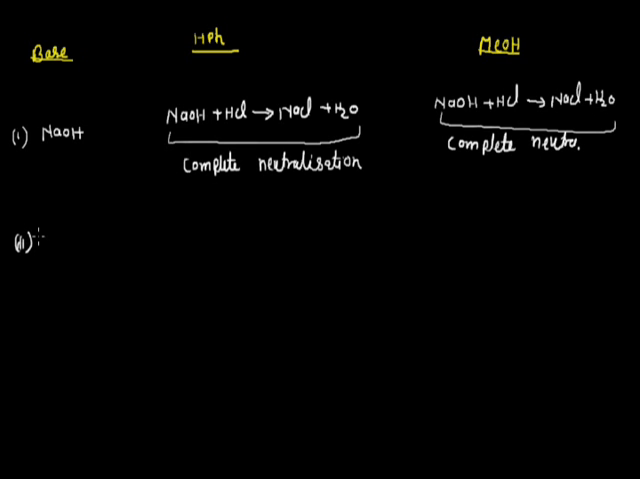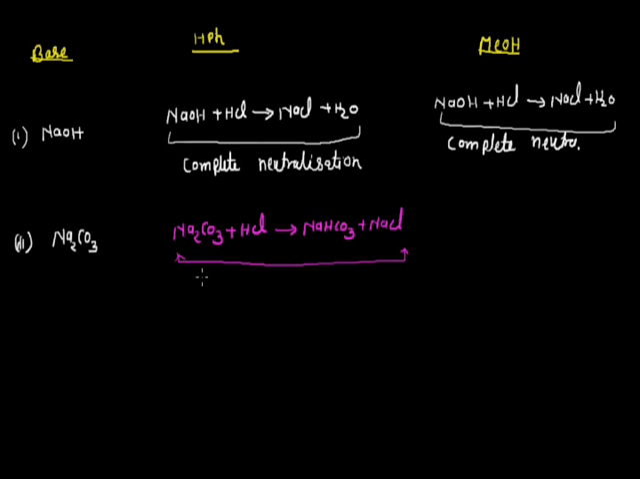Now the second base we are using is sodium carbonate, that is Na2CO3. In the titration between sodium carbonate and HCl, the expected reaction with the use of phenolphthalein indicator gives sodium bicarbonate plus NaCl. So by using phenolphthalein indicator, we can perform only half neutralization reaction.